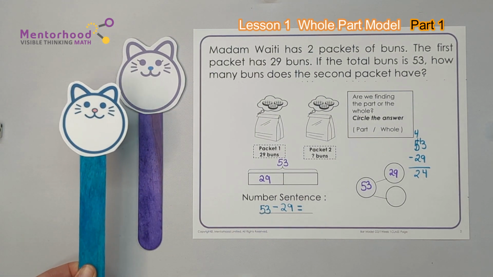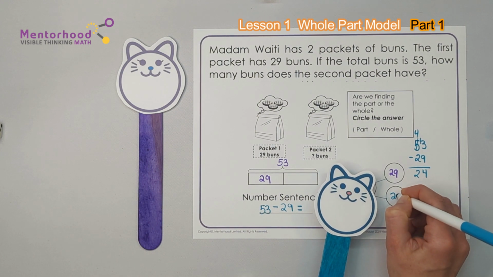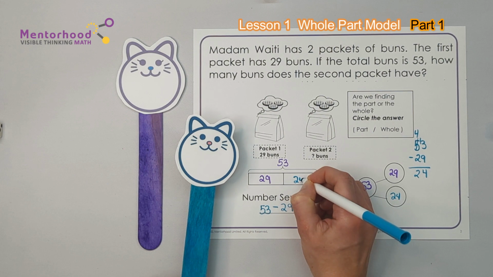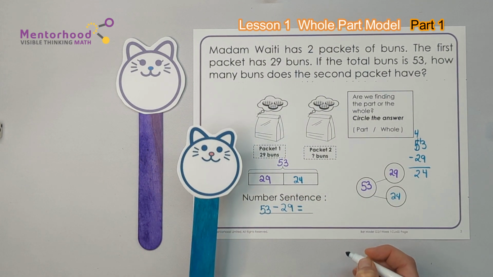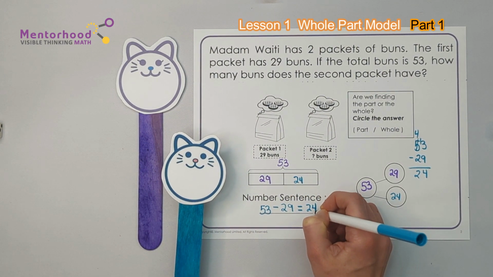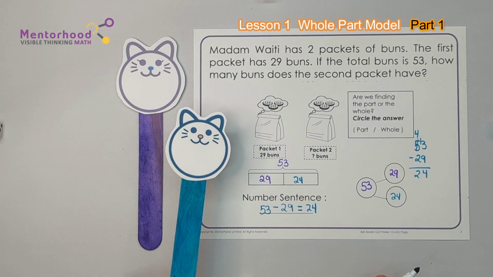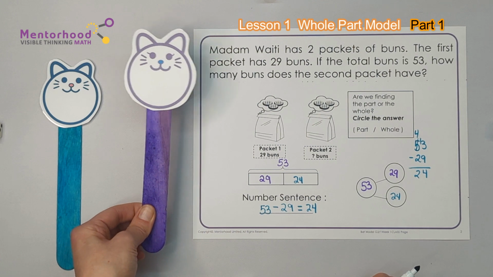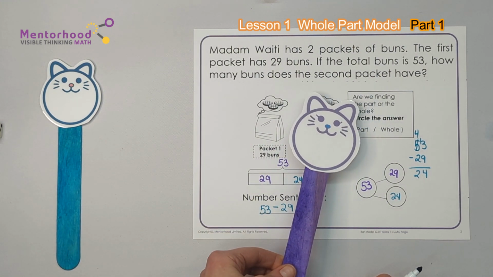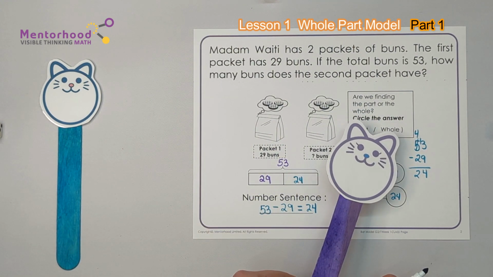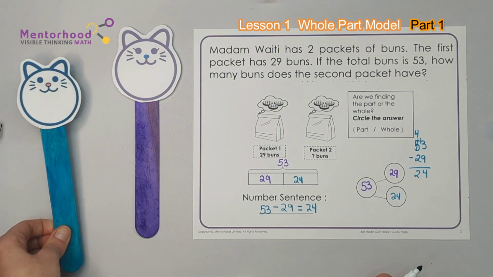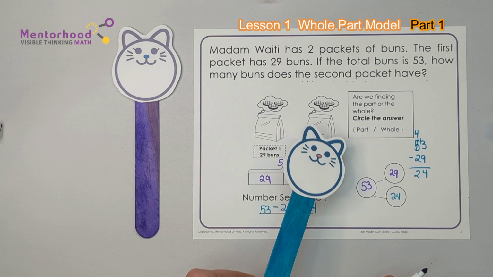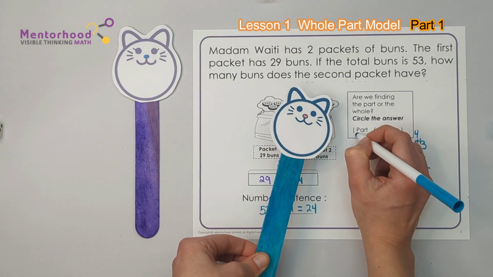All right, awesome! 24, I know number bonds really well. 24, these are very similar to number bonds. And 24, awesome! Hey Mom, what do we do with this part here? Well, Matthew, were you trying to find the part or the whole? Well, we were given the total and we were trying to find one of the little parts. So we were trying to find a part. I can circle that.